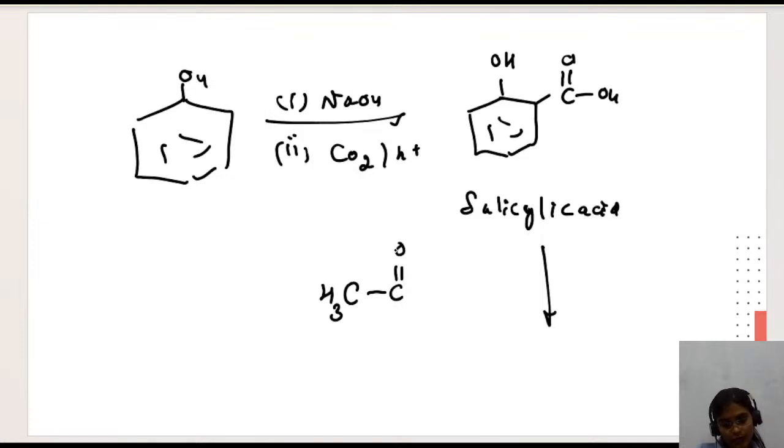I hope you know what it is. Acetic anhydride. Okay, can you just tell me the name for this? What is the name for this compound?